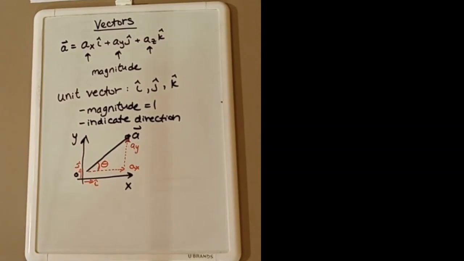And then again, z is our third component. That would be coming out of the page. We're not going to probably use a lot of z components in our work here. Okay, so that's the basics of the components of a vector and how you write them out using unit vectors.